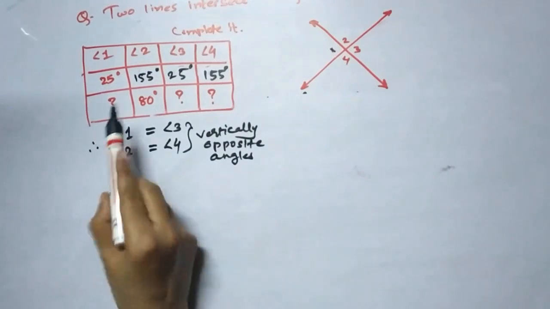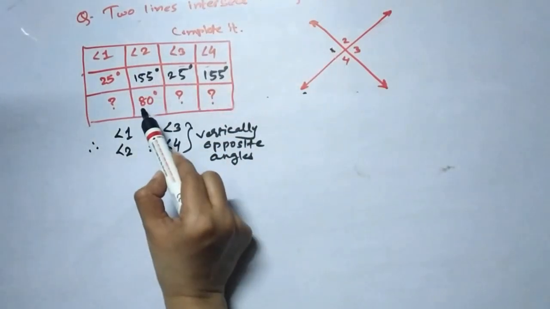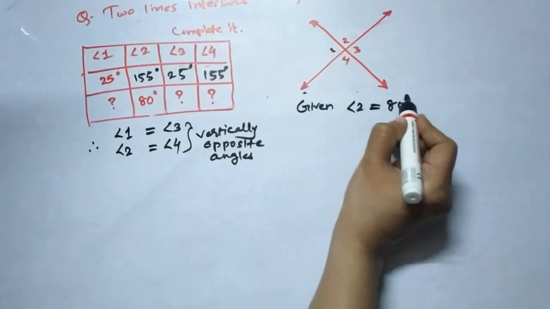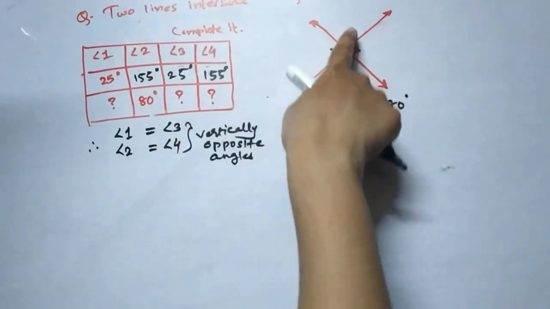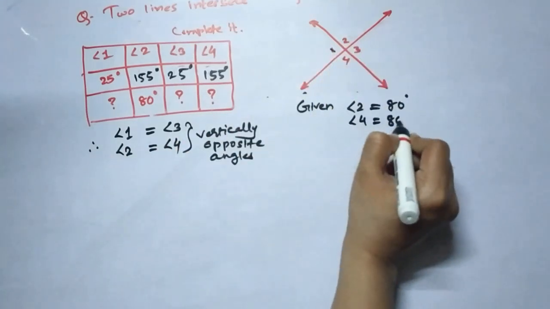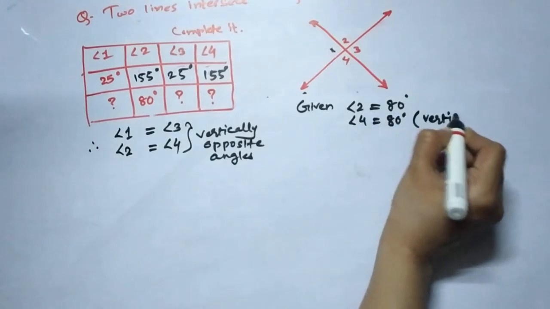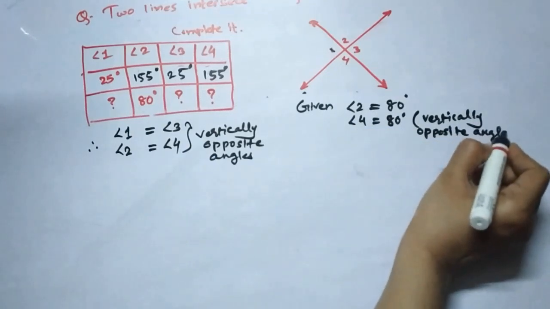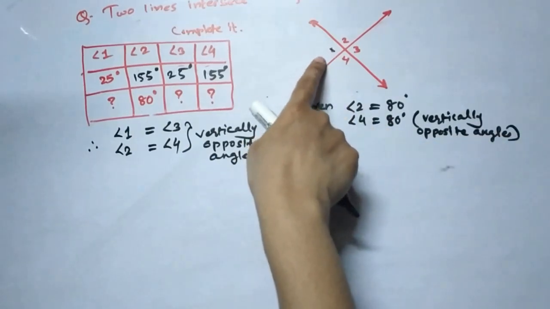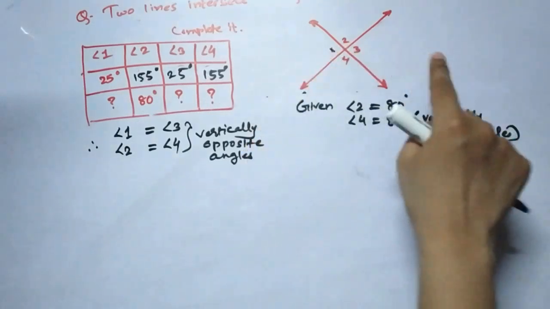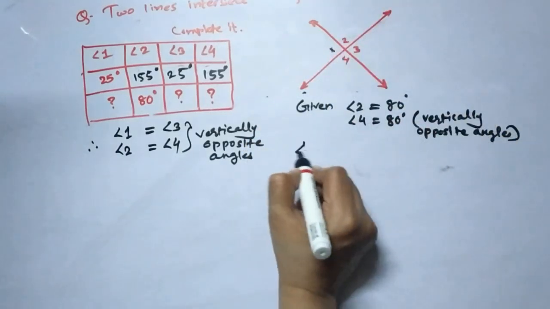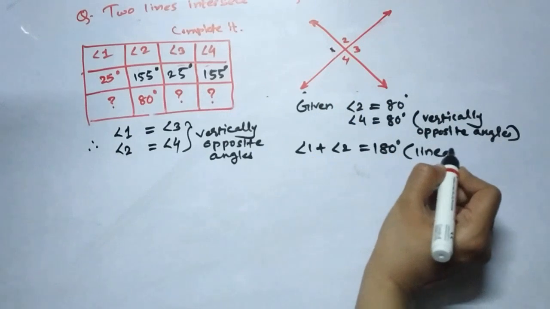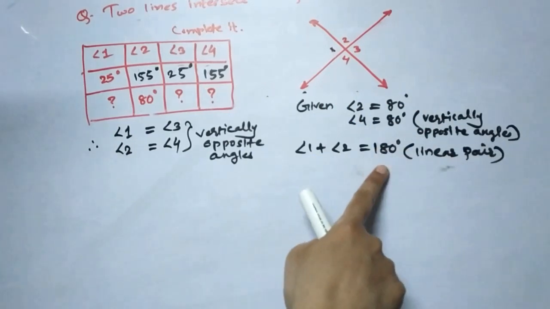So friends, now in this same problem, another case is there, angle 2 is given. So you can write given angle 2 is what? 80 degrees. So angle 2 is 80 degrees, so angle 4 is also going to be 80 degrees. Reason is vertically opposite. In the bracket you must write the reason, vertically opposite angles. So now we need to find out angle 1 and 3. You can see friends here 1 and 2 again form a linear pair. So you can write angle 1 plus angle 2 is equal to 180 degrees. Reason is linear pair angles and their measures are supplementary, 180.